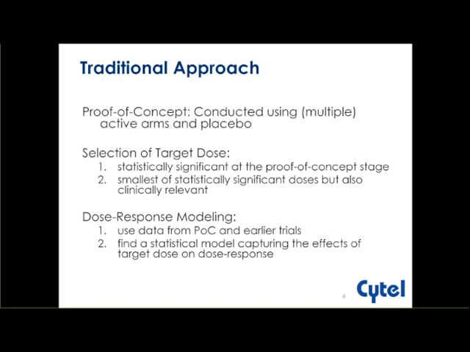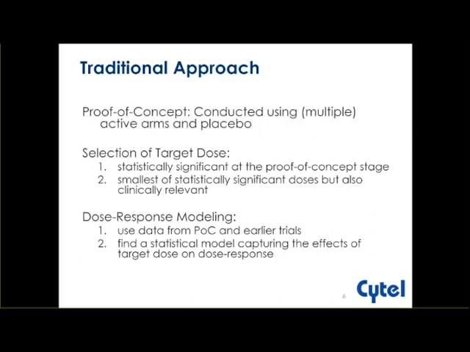does this in two separate steps. So the proof of concept is conducted using multiple active arms and placebo. You have the selection of the target dose, which is the statistically significant dose at the proof of concept stage, and actually picking up the smallest of such doses, but also the one that is clinically relevant. In the dose response modeling step, data that have resulted from the proof of concept step and from earlier trials are being used, and a statistical model that captures the effects of the target dose of the dose response is being utilized. So this is a straightforward approach.